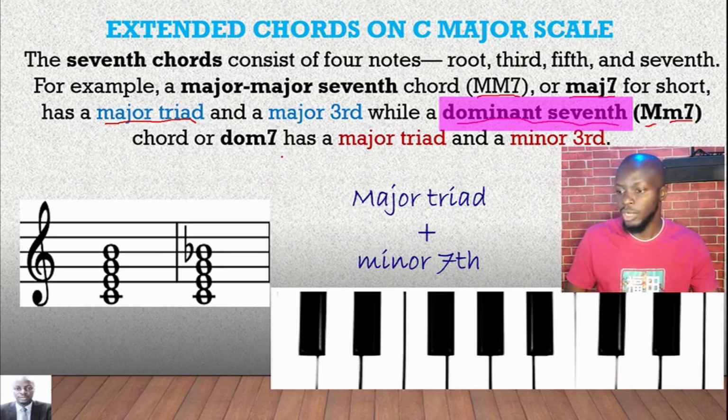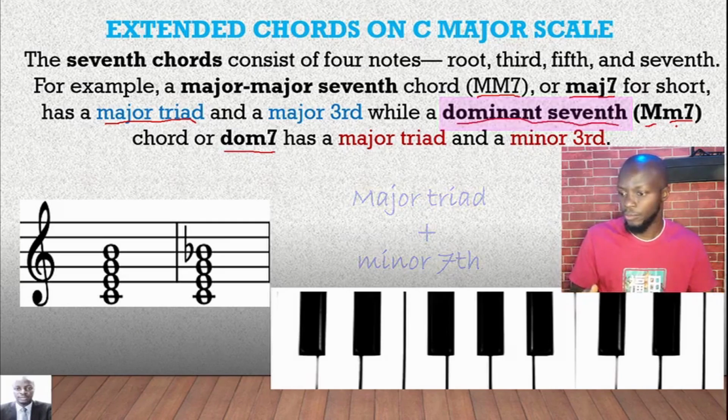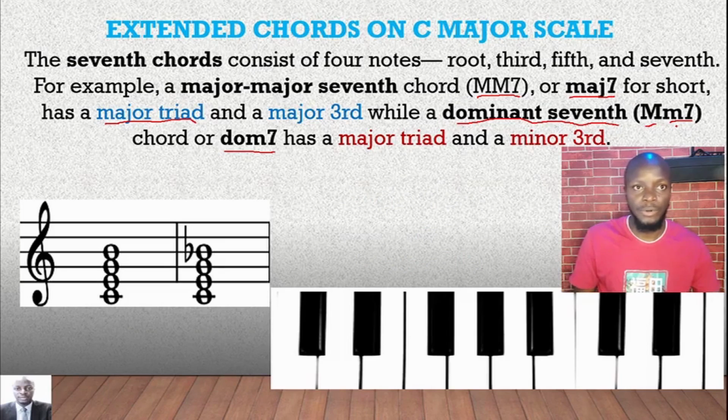A dominant 7th can also be called DOM7. You can also look at it this way, that it has the major triad and the minor 7th, or the minor third above it. That's from the 5th to the 7th is a minor third. Or like I described here, you have a major triad and a minor 7th. From the root to the 7th will give you a minor 7th. Okay, now let's see some examples of these 2 kinds of extended chords: the major 7th chord and the dominant 7th chord.